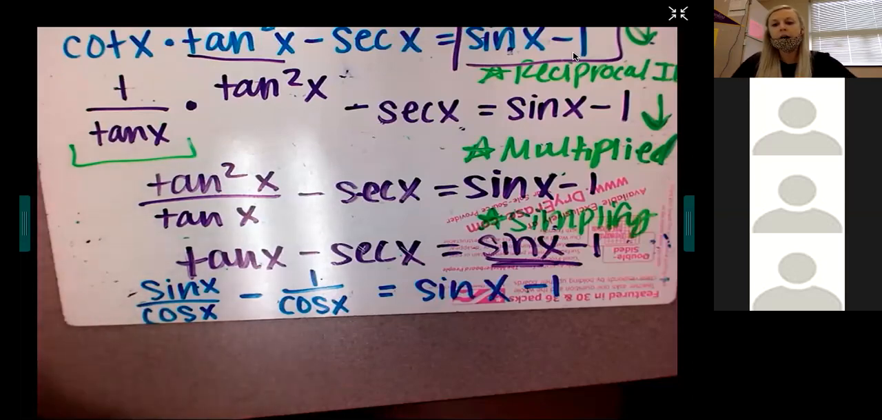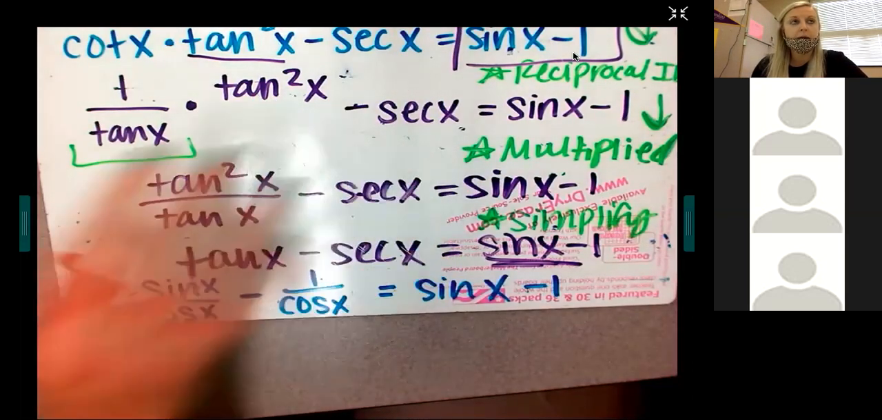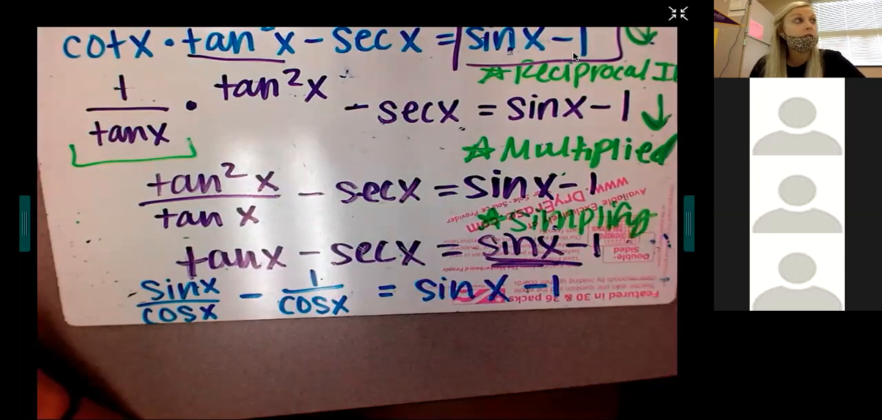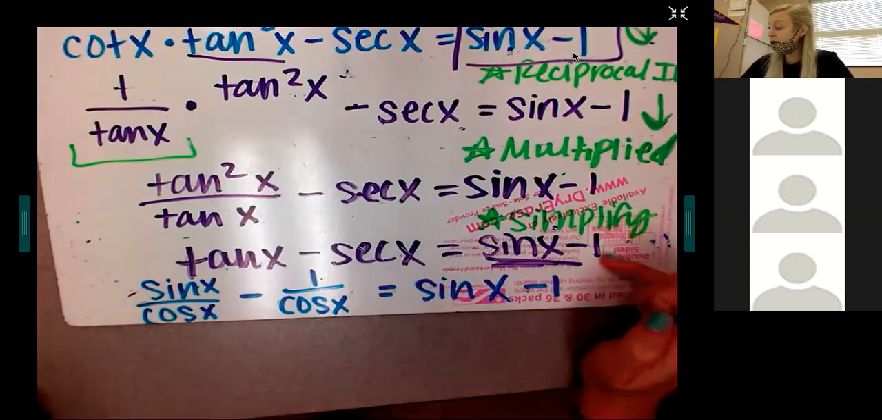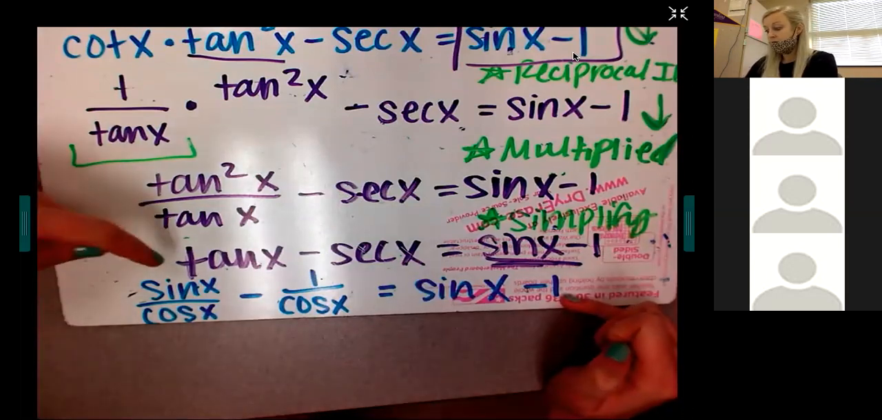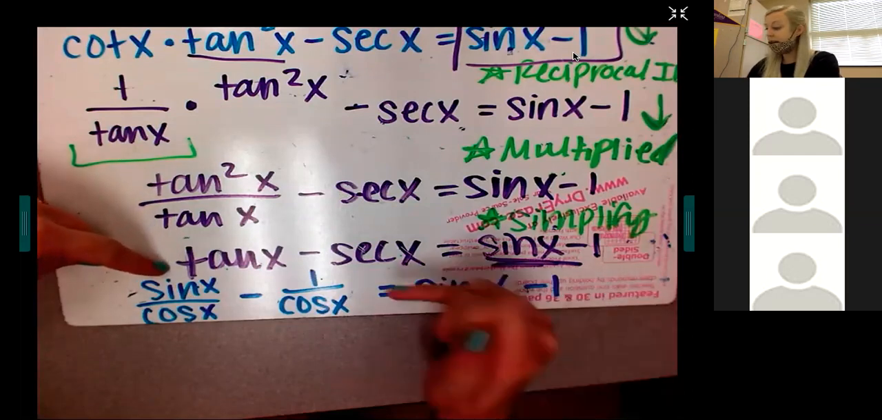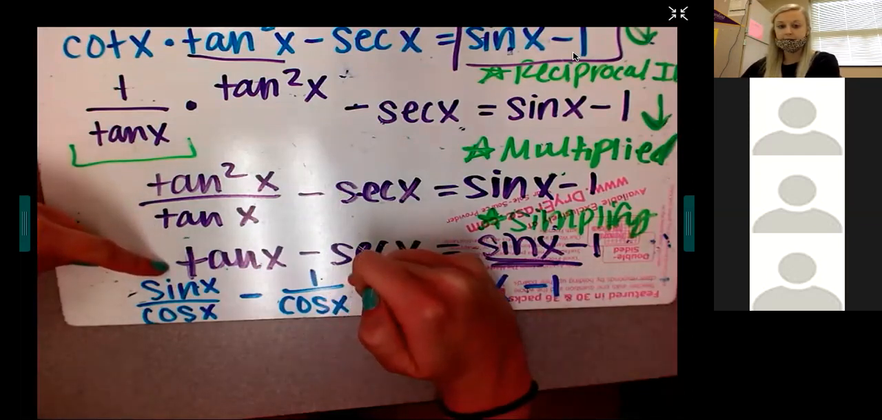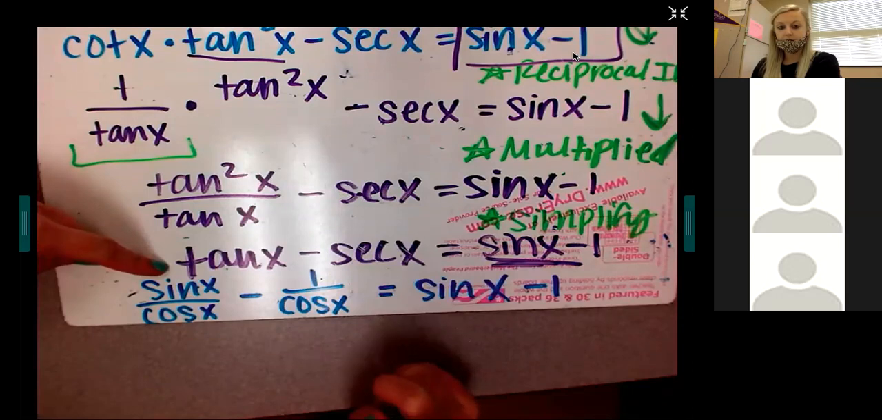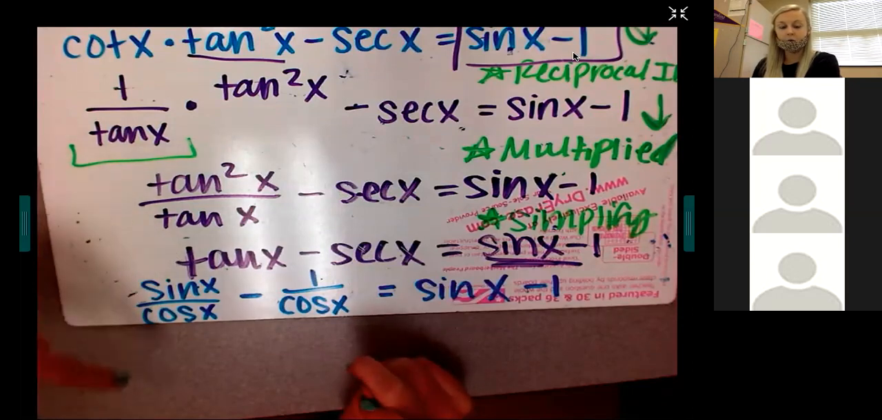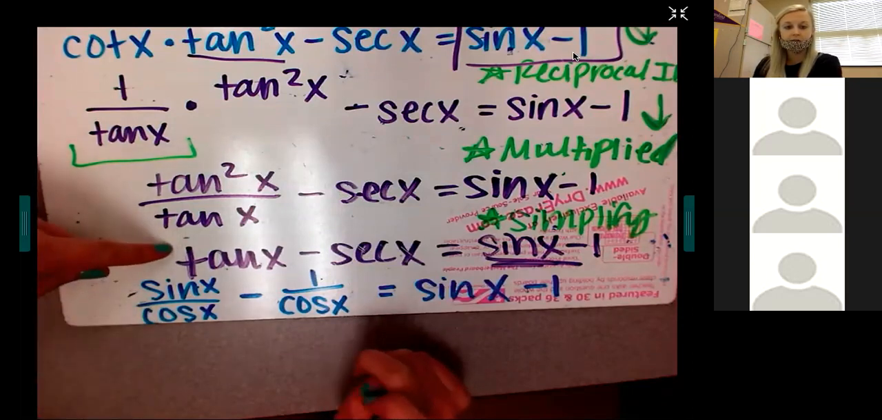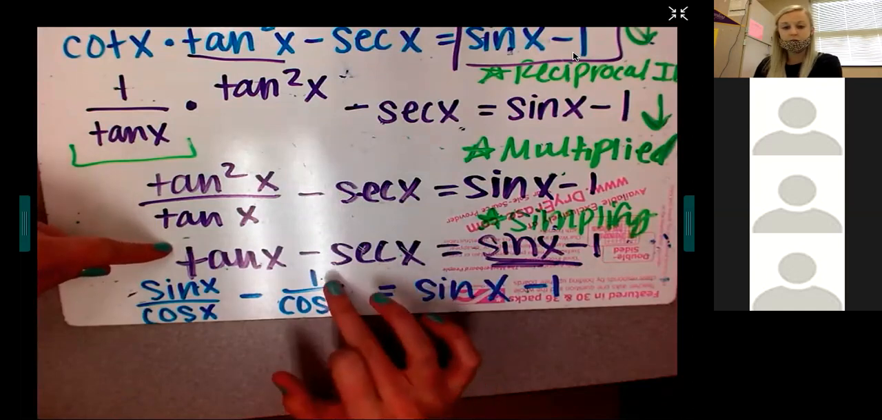Okay, people at home, any questions on this? People in class, any questions? What was our proof between the last 2 steps? So from here to here, quotient identity and reciprocal identity. Because tangent is sine over cosine, that's a quotient. That's what you divide to get tangent. And secant is just the reciprocal of cosine.